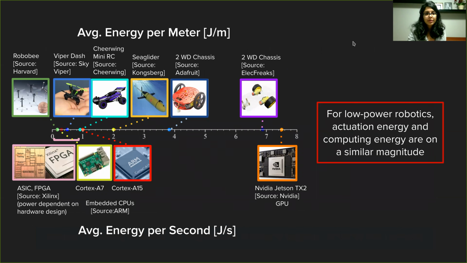In this plot, I've arranged on top the low power robotic platforms in increasing order of the energy they take to move 1 more meter. On the bottom, I've arranged various embedded computing platforms in order of increasing energy per second they take to compute. As you can see, in this low power robotic regime, the energy to compute is no longer negligible. In fact, the actuation energy and the computing energy are on a similar magnitude in many cases.